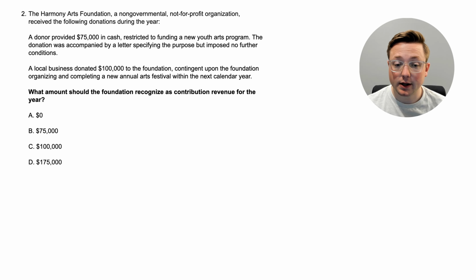A local business donated $100,000 to the foundation, contingent upon the foundation organizing and completing a new annual arts festival within the next calendar year. Okay, so with all that information, again, we have to figure out how much contribution revenue they're going to recognize. Based on all the stuff I talked about in the previous question, I bet you could figure out a lot of this. So pause the video, come back when you're ready, and we will talk about it together.